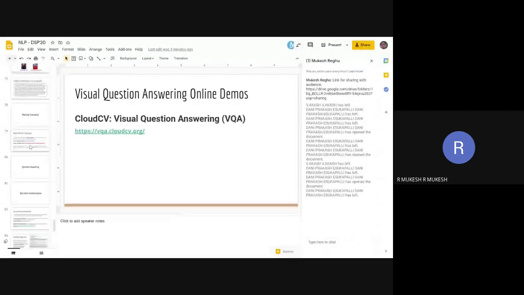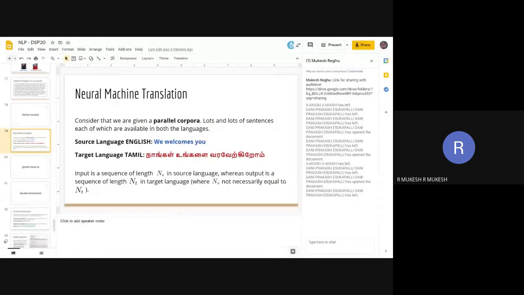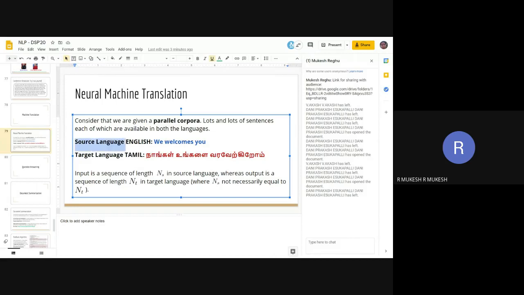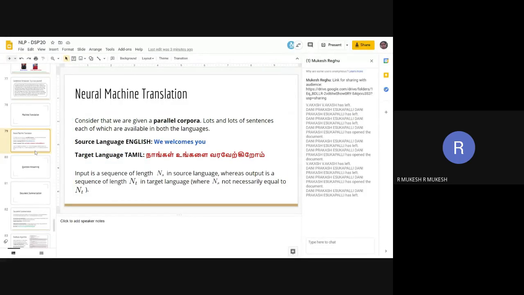Another task would be machine translation. All of us are aware of Google Translate, right? So we have a source language and we want to convert to a target language. We have lots and lots of training data of sentences in the source language and the target language. So we can train systems that can translate from the source language to the target language, right? Such systems like Google Translate are also NLP systems.